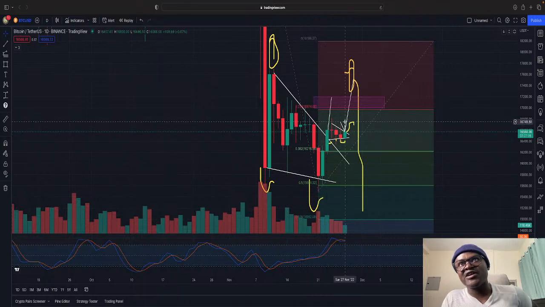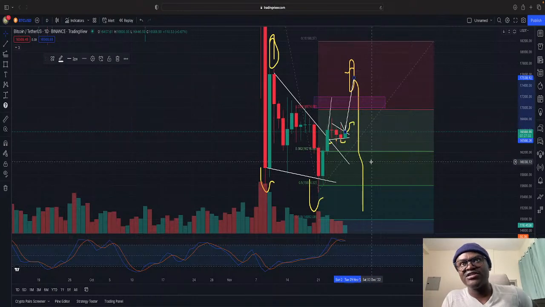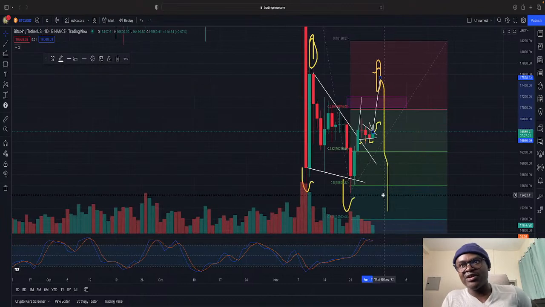I think the maximum that price can do would be about 17.5, about 17.538 or 17.6K. That will be the maximum, and I think price will turn from there and come back to the downside, because it simply won't be sustainable.